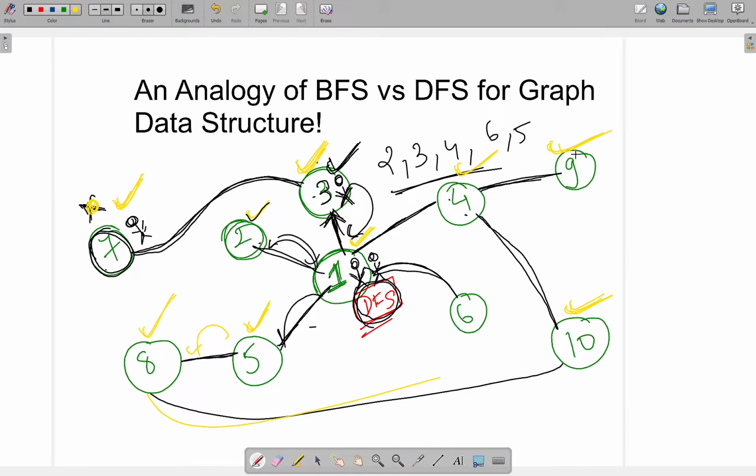Now when he conquers city number 9, he sees that there are no more cities that need to be conquered here, and now it's time to return. So he comes back over here and sees, okay, are all the cities conquered by me?